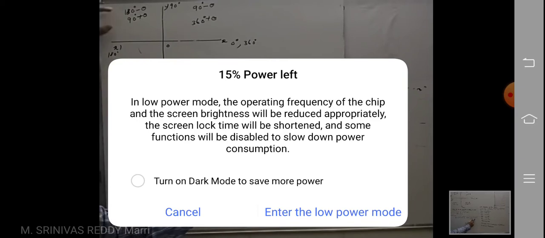180 minus theta is in quadrant 2. In quadrant 2, is sine positive or negative? Positive, so you write positive. That means this is nothing but plus sine 60 degrees. Sine 60 is nothing but root 3 by 2.